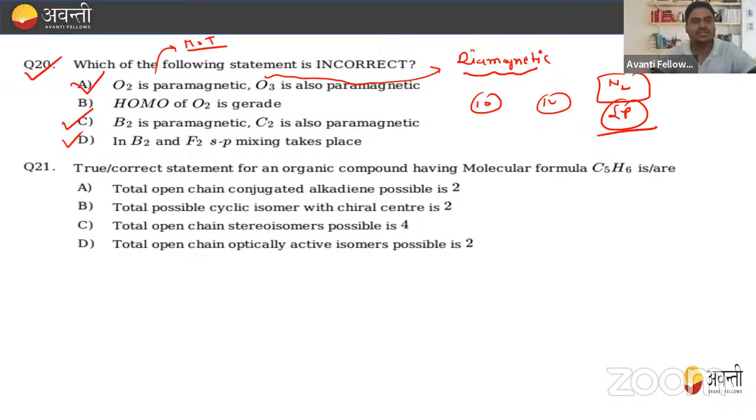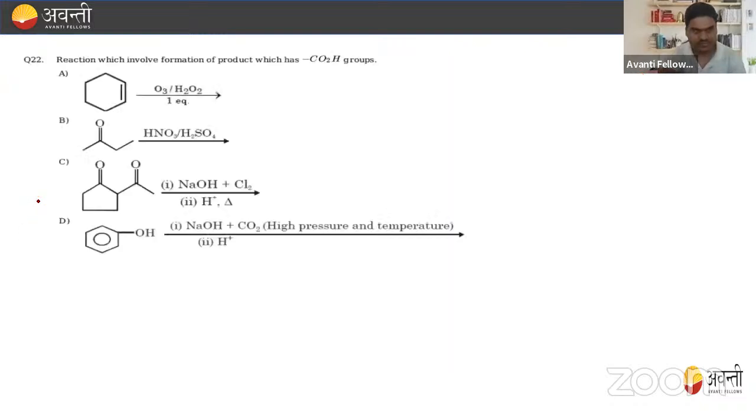Now, move to the next question. The true or correct statement for an organic compound having molecular formula C5H6 is the following. So they have the molecular formula of C5H6 only. Basically, the total open chain conjugated alkyl diene possible is 2 only. The total possible cyclic isomer with a chiral center is 2. The total open chain isomerism possible is 4. And the total open chain optically active isomer possible is also 2. So all the statements, 1, 2, 3, 4, are true. So all 4 statements are true.